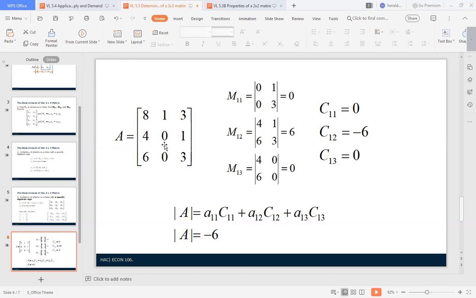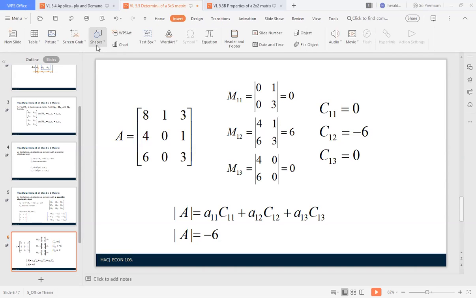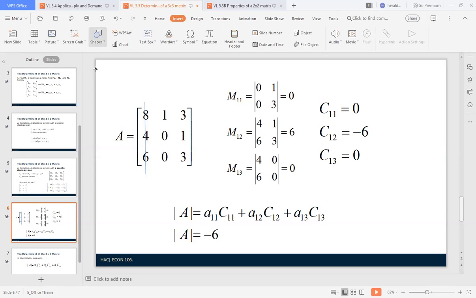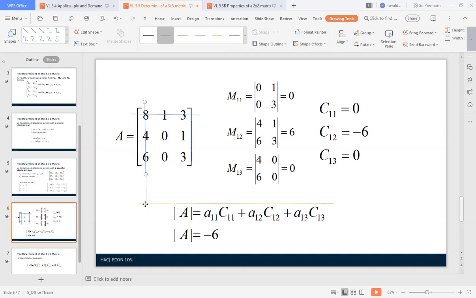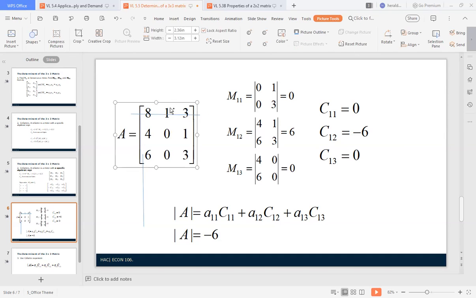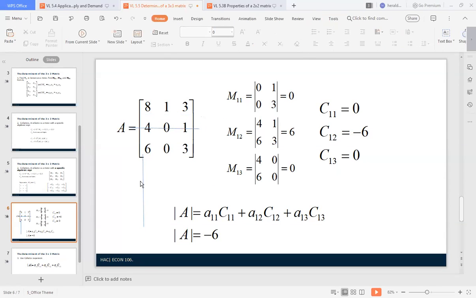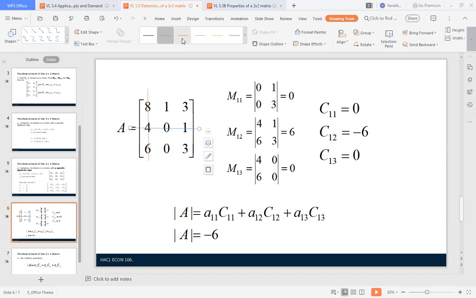So first, we get the minors. Getting minors means deleting some rows and columns. I am choosing here to expand in the first row. So M11 is 0 1, 0 3. Let me just run through this one. M12, what's happening?